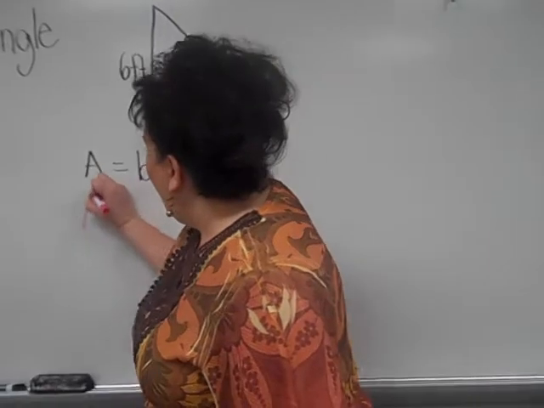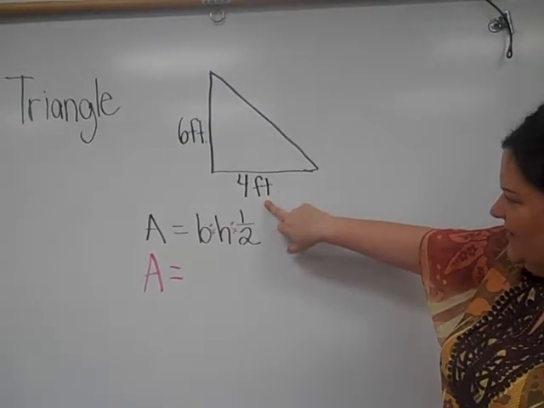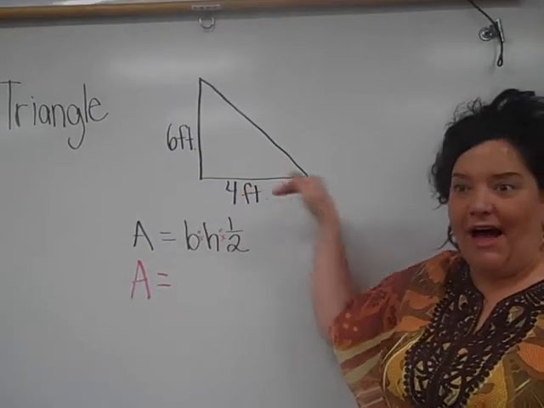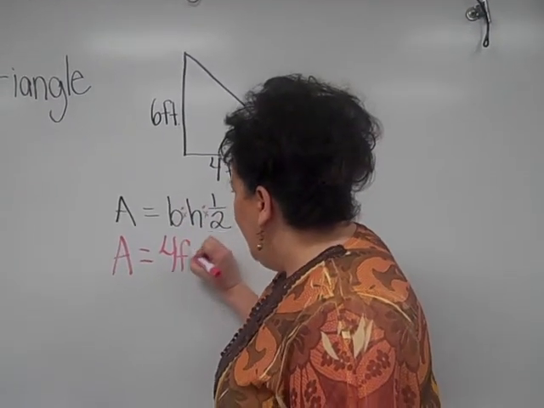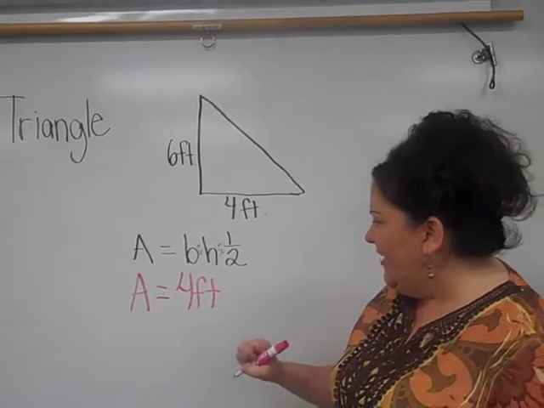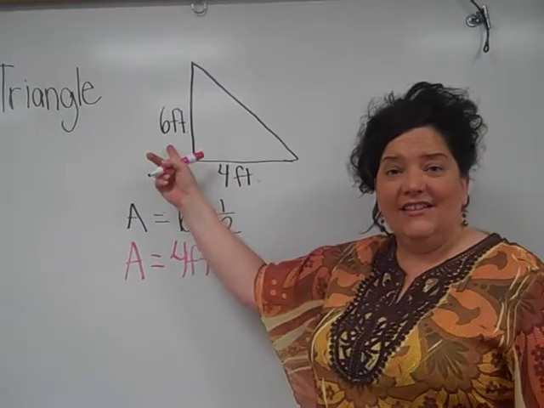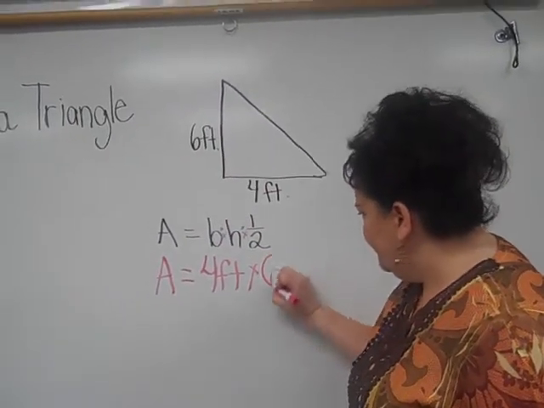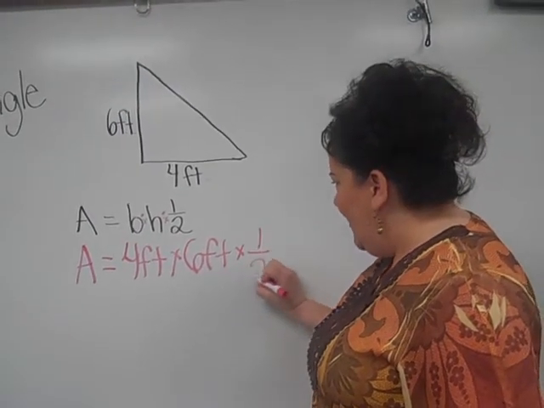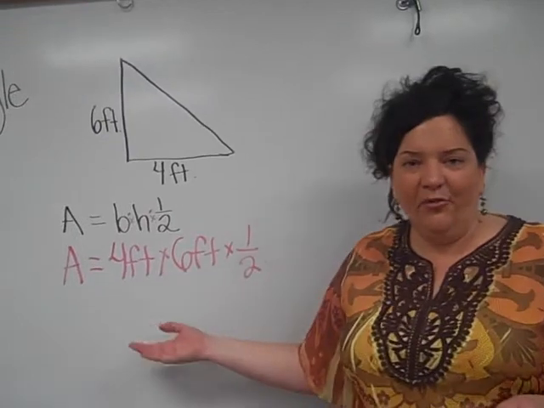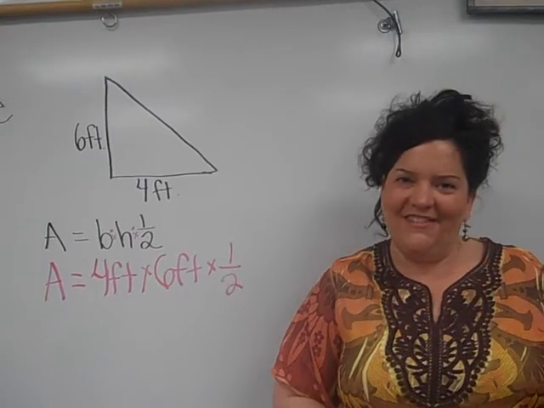So I'm going to recopy area, and the base is 4 feet. So the base is usually at the bottom. So I'm going to replace the B with my unit of measurement. The H, which is the height, is 6 feet. And then I know I'm going to have to multiply that by 1/2. So after we plug in the different measurements or the different values, we're now prepared to solve.